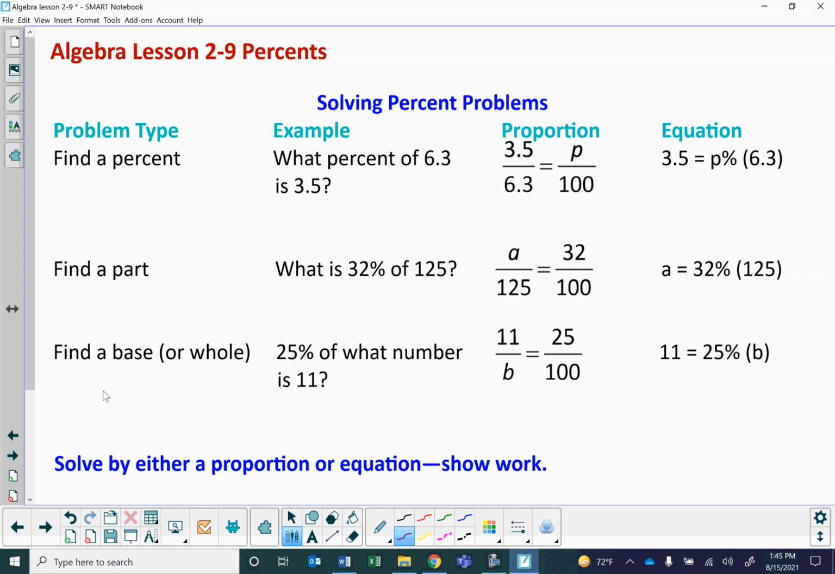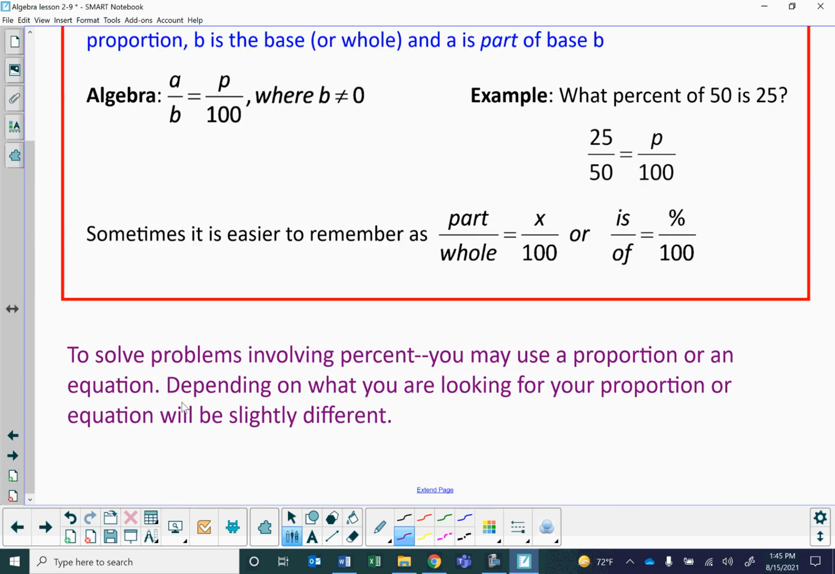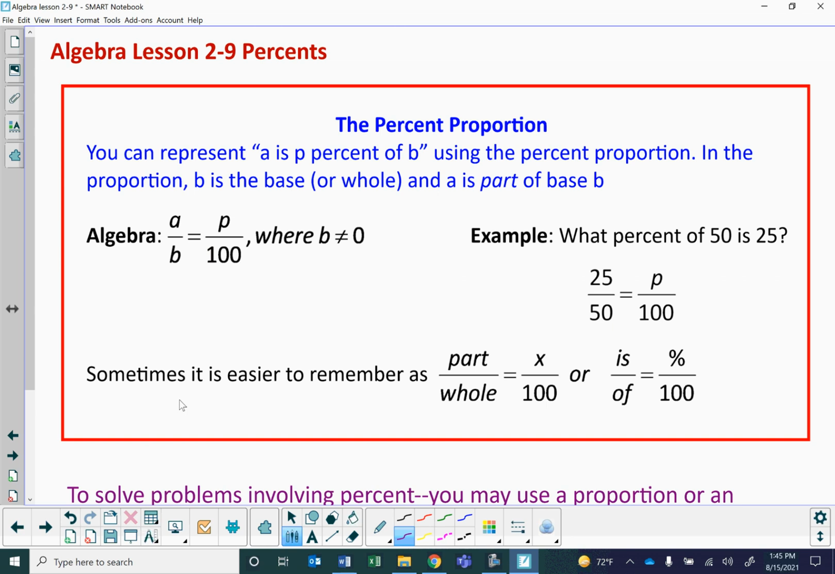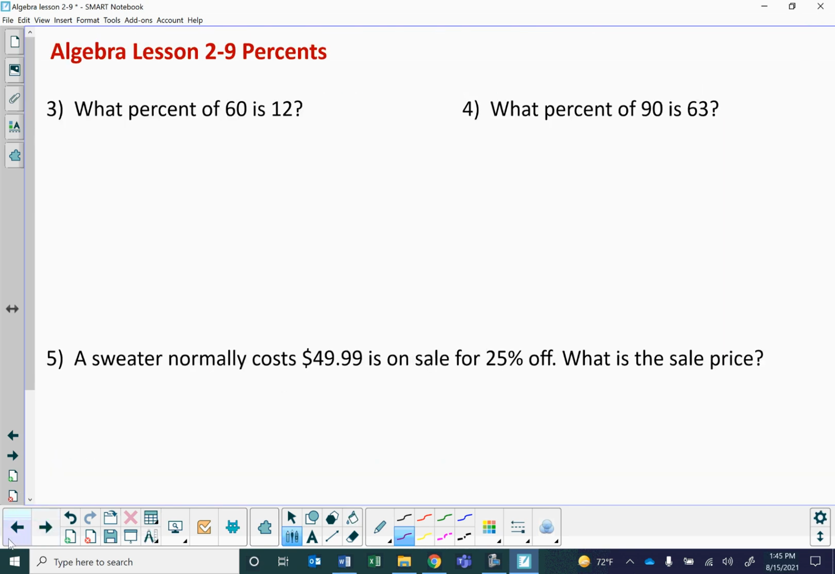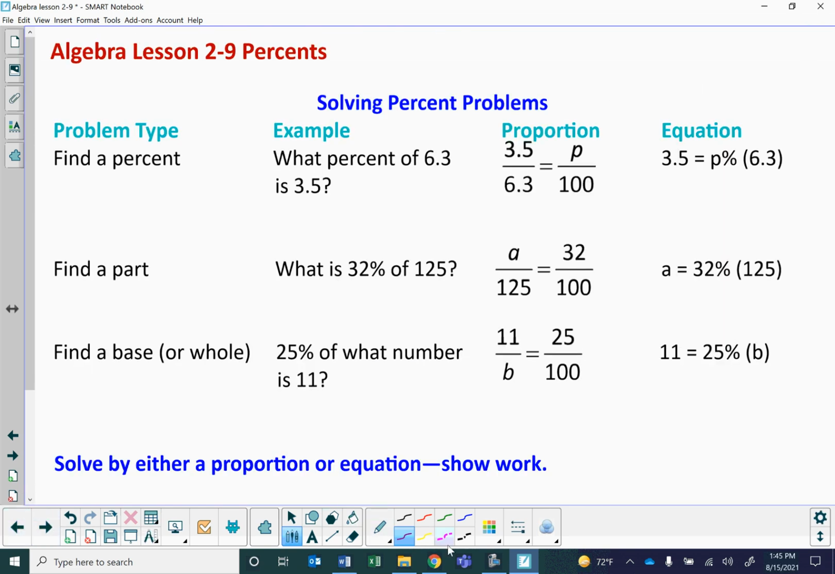So let's look at a couple. If I look at solving a, wait a second, I messed up something here. Oh, no, that's good. I'm going to look something up. I'm going to have to stop this.